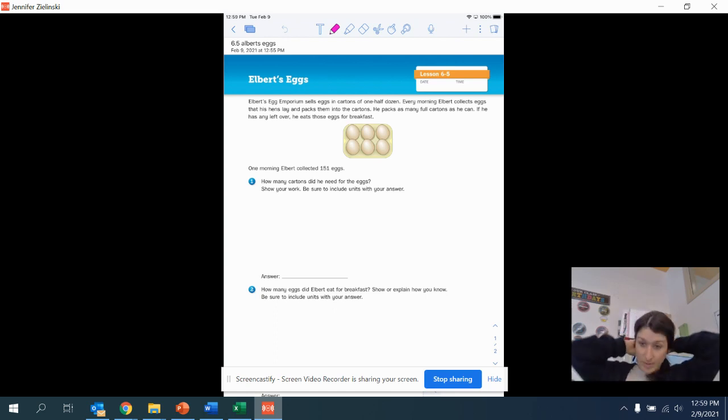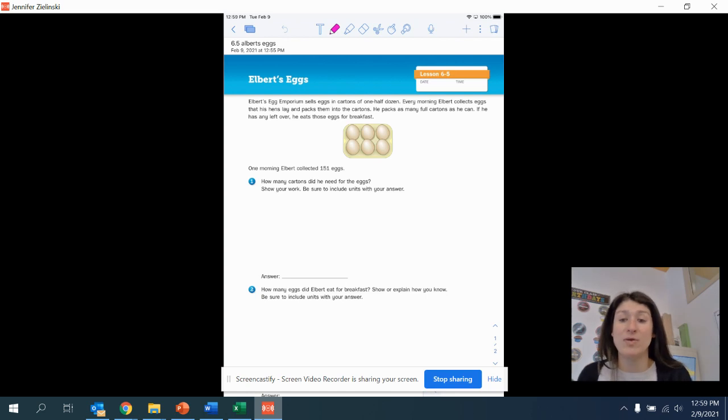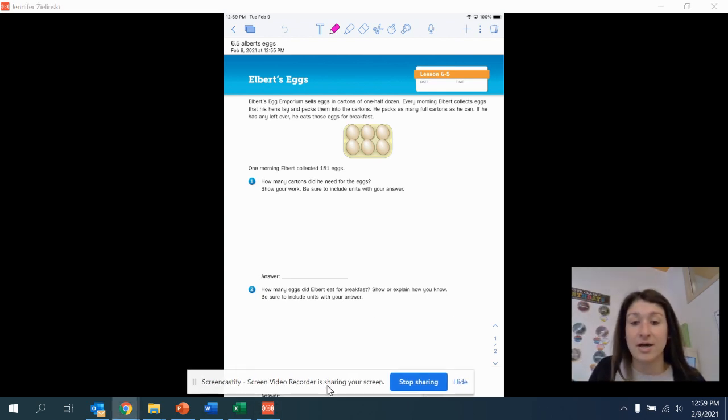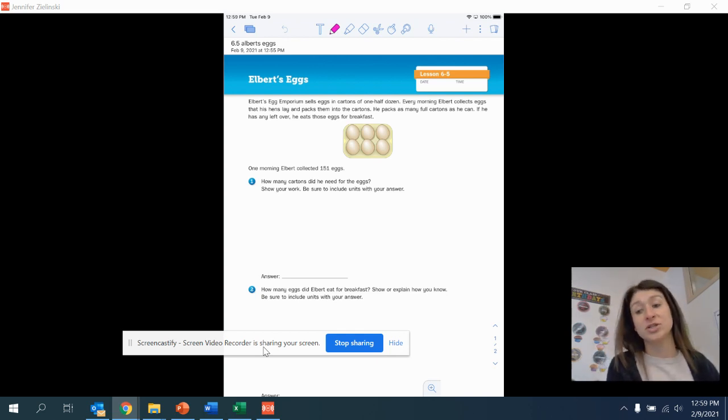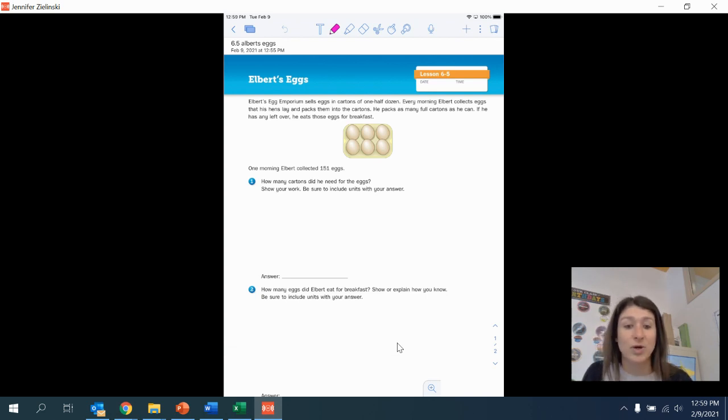So to warm up, we're going to look at a word problem that you have in your journal to get our minds thinking about division and the strategies you've recently learned on how to divide. If you could turn to your math journal on page 201, you're going to see a page that looks very similar to what I have here. And let's read through the problem.